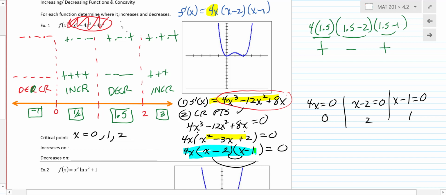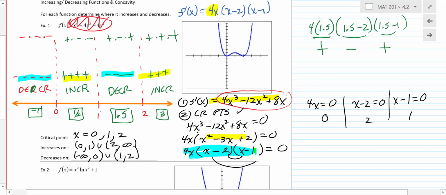So then we're ready to write our conclusion. We're increasing in these two places: between 0 and 1, and then from 2 to infinity. You're generally going to write that in interval notation. Decreasing is going to be in these two places: from negative infinity to 0, and then from 1 to 2. So that's the idea.